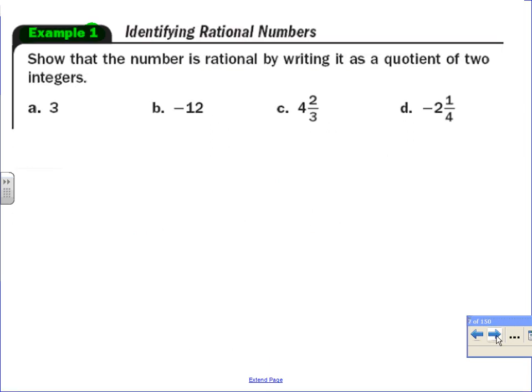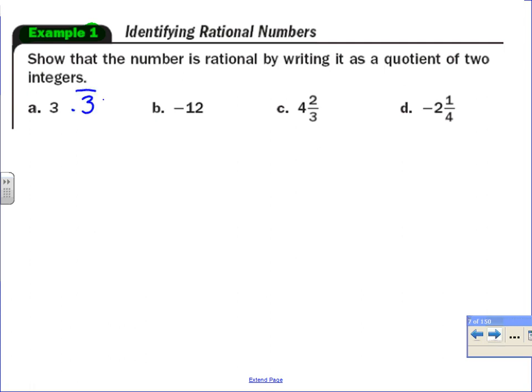Okay, so let's get to some examples. You kind of had this as your warm-up, but let's do this again. Example 1: show that the number is rational by writing it as a quotient of two integers. We're in the blue packet, page 3. Okay, so 3. There's a couple ways to do this. Doug, what's one way to write 3 as a quotient of two integers?